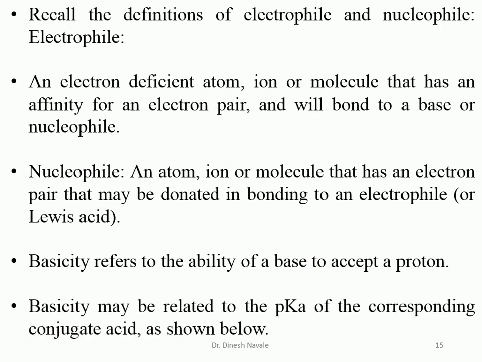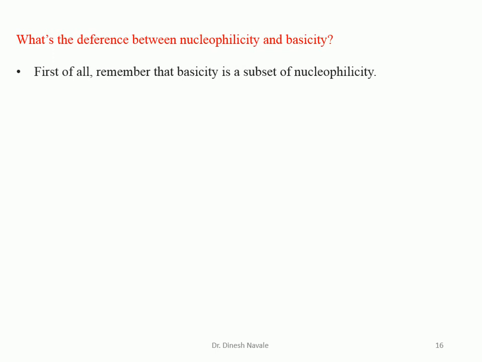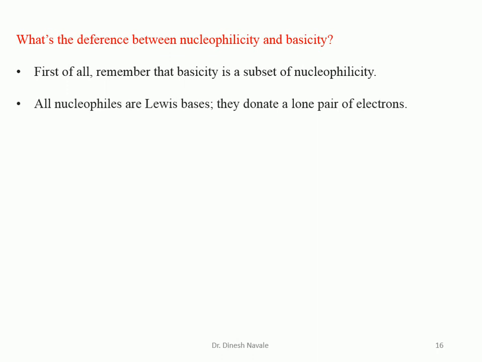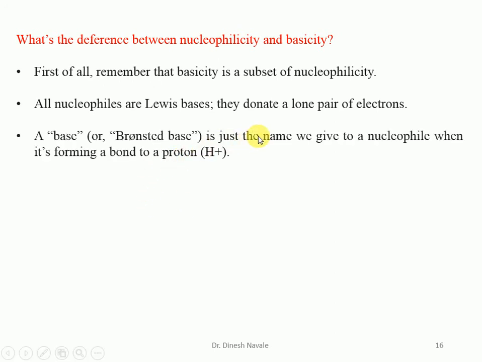Basicity may be related to the pK of the corresponding conjugate acid. So what is the difference between nucleophilicity and basicity? First of all, basicity is the same as nucleophilicity. All nucleophiles are Lewis bases. They donate a lone pair of electrons. Second, a base is just the name we give to the nucleophile when it forms a bond with the proton.